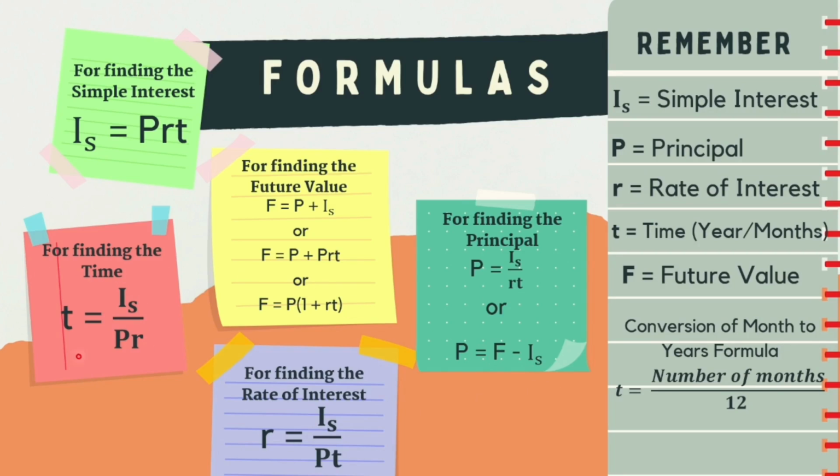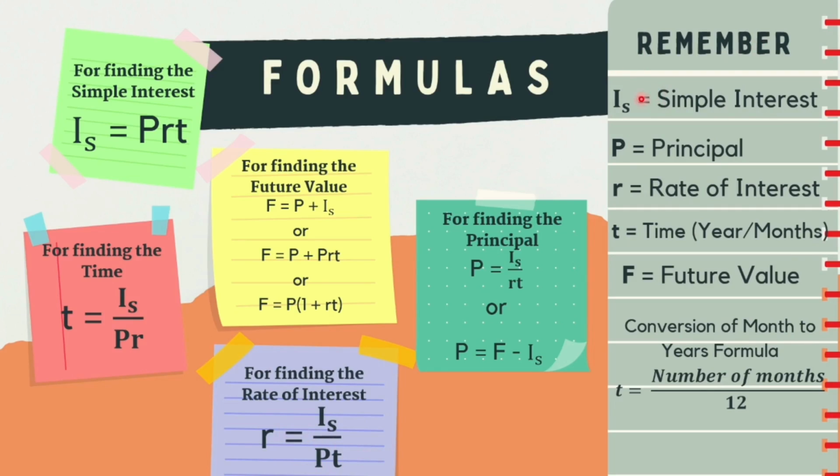Next, for finding the time, a simple formula. T is equal to IS over PR, or time is equal to simple interest divided by the product of principal and rate. Now for finding the rate of interest, we have here R is equal to IS over P times T, or rate is equal to simple interest divided by the product of principal and time.